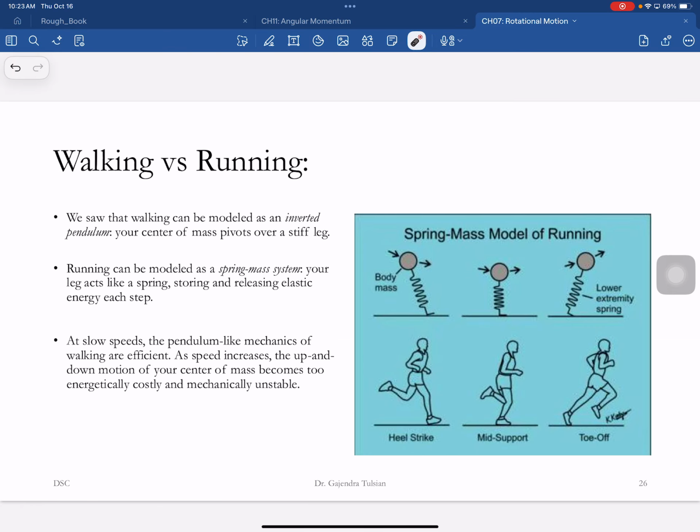All right. Running can be modeled at slow speeds. The pendulum-like mechanics of walking are efficient. At slow speed, walking is efficient. As speed increases, the up and down motion of your center of mass becomes too costly, energetically costly, and mechanically unstable. Okay? So you correctly said that walking fast is uncomfortable.